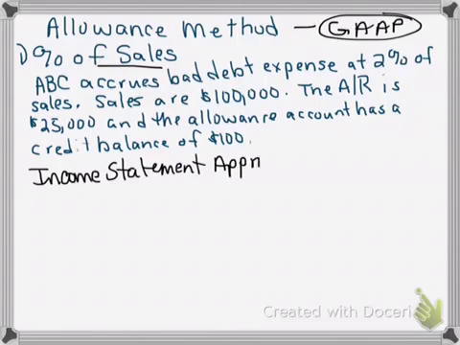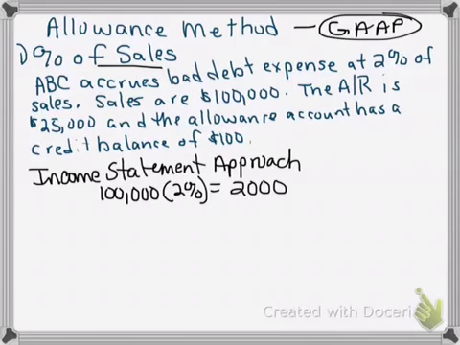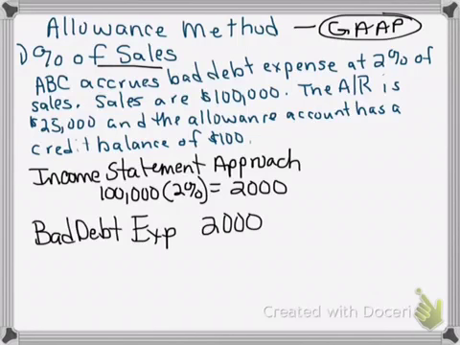And so with the income statement approach, whatever amount we receive is the amount we're going to use for our journal entry. So in this one, it's percentage of sales. So we will look at the amount of sales, which was 100,000, and we would look at the percent, which is 2%. And so what that gives us is $2,000 is what our bad debt expense should be on this one. So what we'll see is that bad debt expense for $2,000.